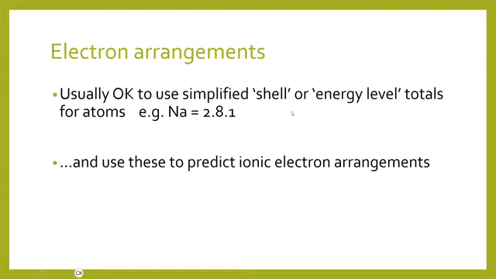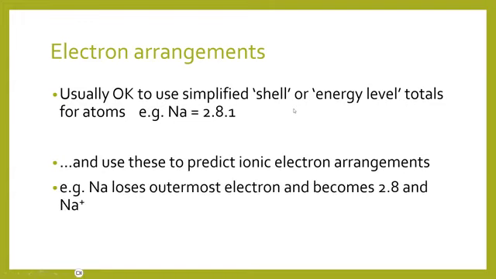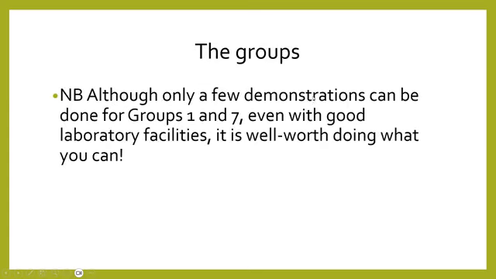And they have to be able to predict the ionic electron arrangement, because look at this, it has 1 in the outermost shell, and therefore it's going to lose that 1, and it's going to become 1 plus, and therefore 2,8, and so on. They need to be able to do that. Give them plenty of practice doing that.